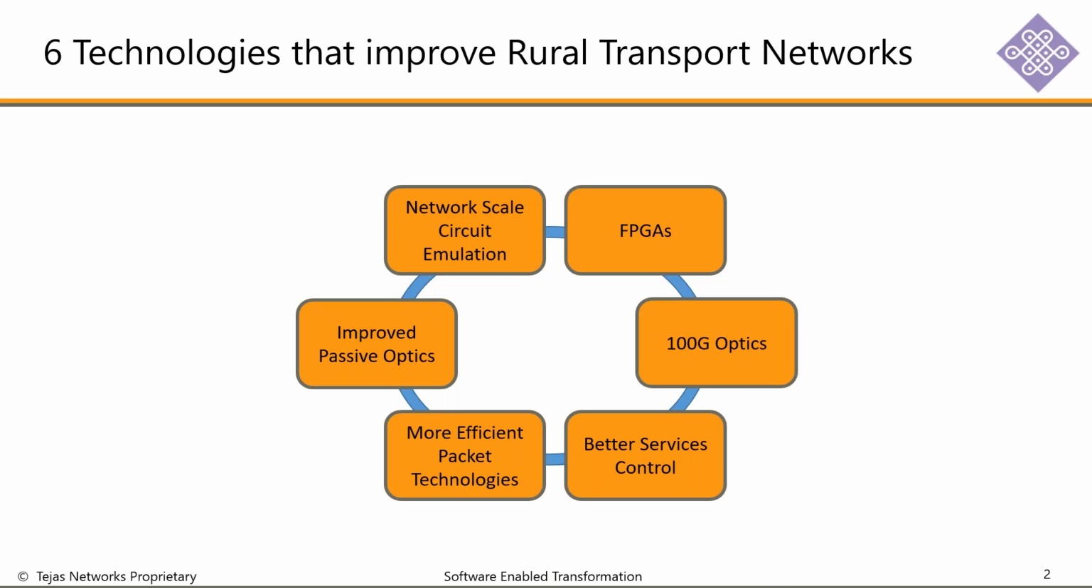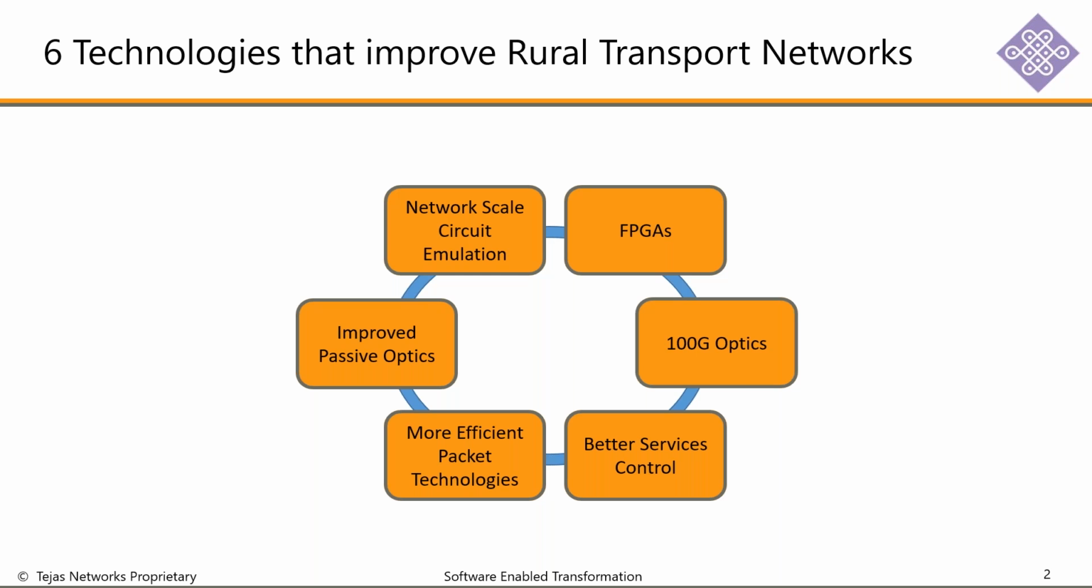They provide better economics, much higher bit rates at much lower prices, better service control, and all the functions you need to modernize from a traditional transport network and move it forward to a transport network that will last you the next 8, 10, 15 years from a technology perspective.